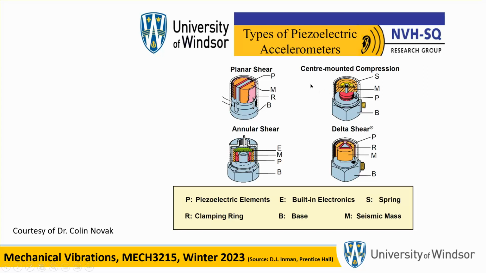In this drawing, this orange one is actually the seismic mass. Remember, there is a mass in there which pushes on the crystal. And there's also this common delta shear configuration. There are other ones which I'm not displaying here.